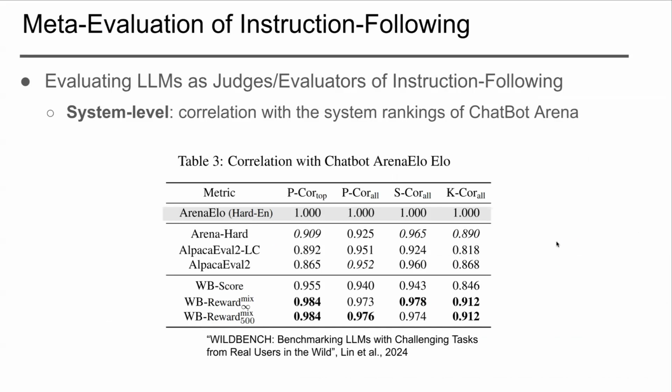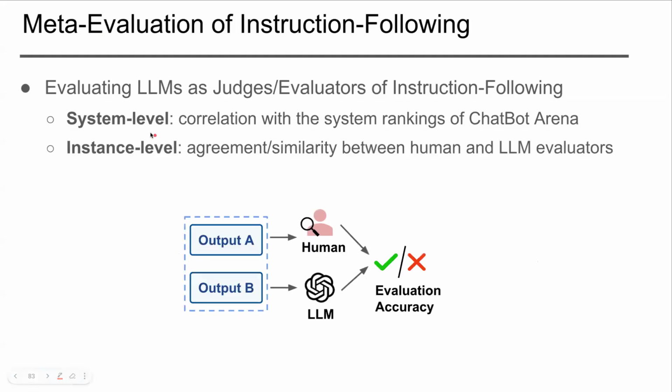If you want to compare how good an evaluator is, one way is to use that evaluator to get a system ranking and then compare that ranking with Chatbot Arena, which is the user-provided rankings. And whichever evaluator gets better scores is deemed better. And then there's instance level, where you compute the agreement or the accuracy of LLM judgments with respect to human judgments.